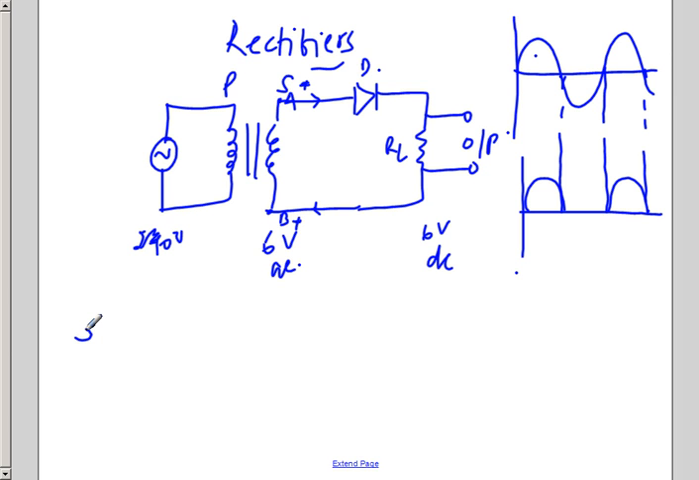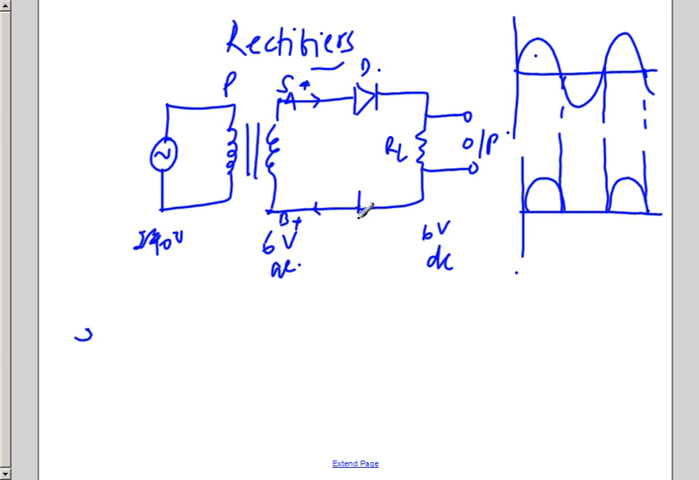Half wave rectifier. The efficiency of a half wave rectifier is that it can convert 6 volt AC to 6 volt DC only 40%. You will not have appropriate 6 volt DC in the case of a half wave rectifier. Only 40% efficiency is there in the half wave rectifier.